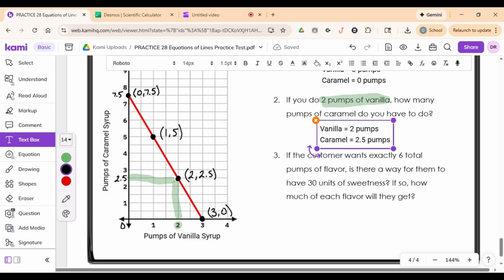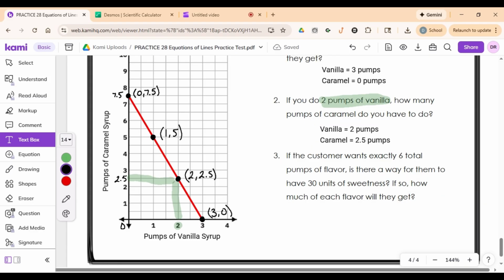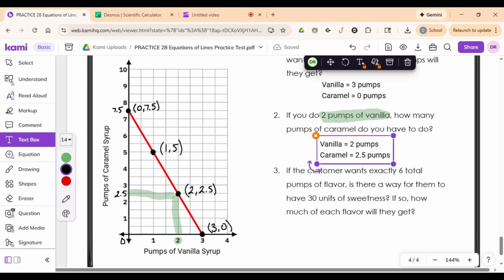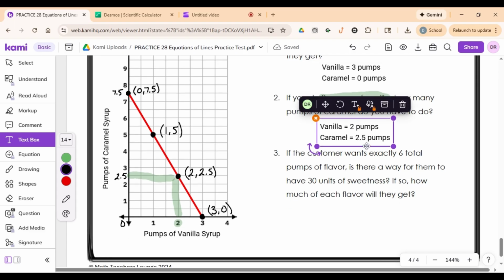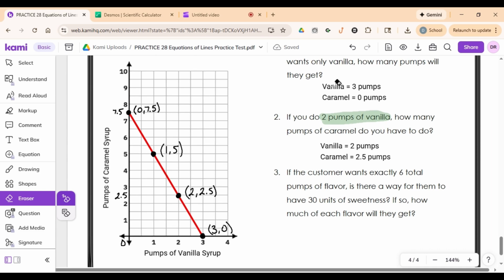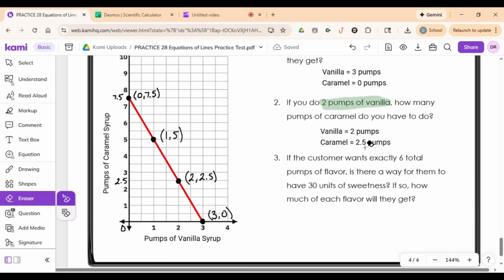The last one is asking us, we're trying to hit this sweetness level of 30, and we have some options. One way to do that is 3 pumps of vanilla, 0 pumps of caramel. Another way would be 2 pumps of vanilla and 2.5 pumps of caramel. Both of those get us that sweetness level that we want. The last question is asking, is there a way to do that where the total number of pumps is 6? Because in number 1, the sweetness level was achieved with just 3 pumps total, 3 vanilla. In the second scenario, we only had 4.5 pumps in total.